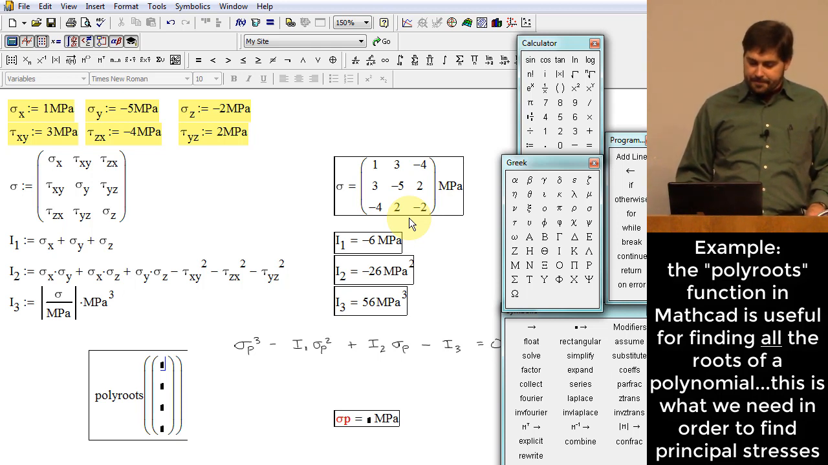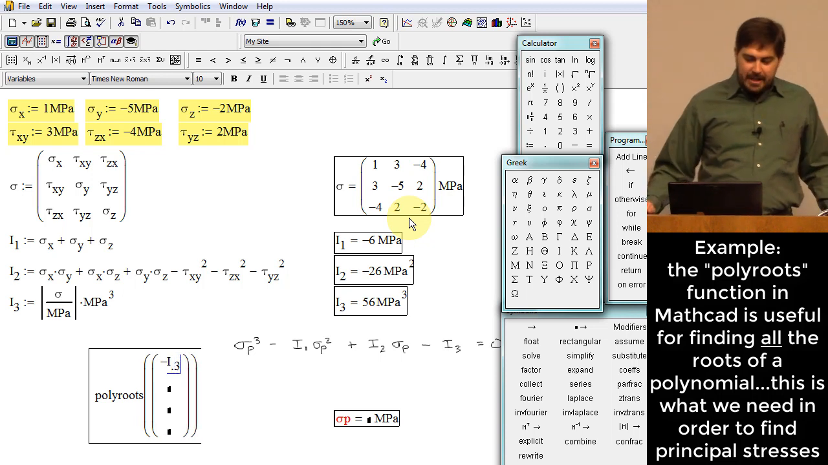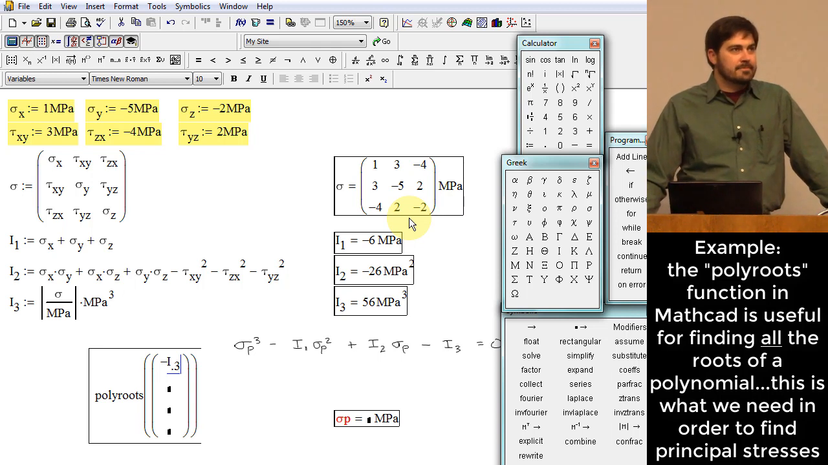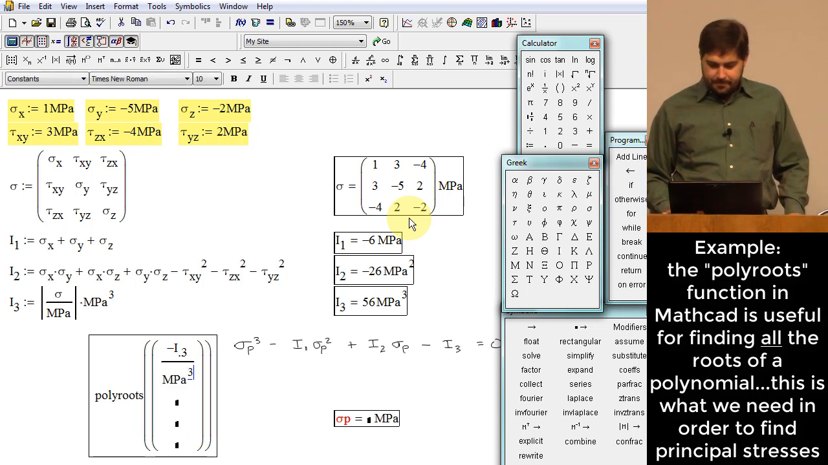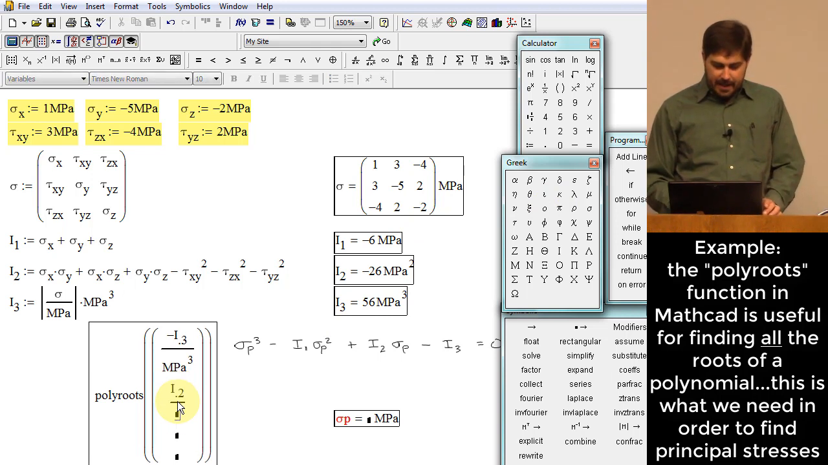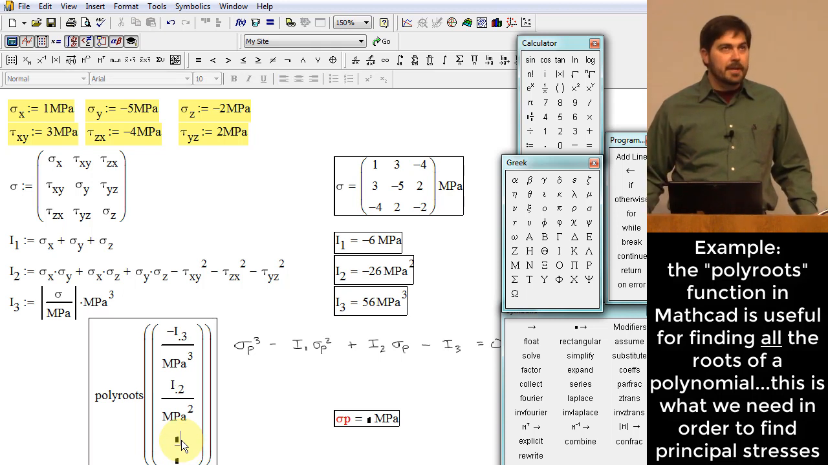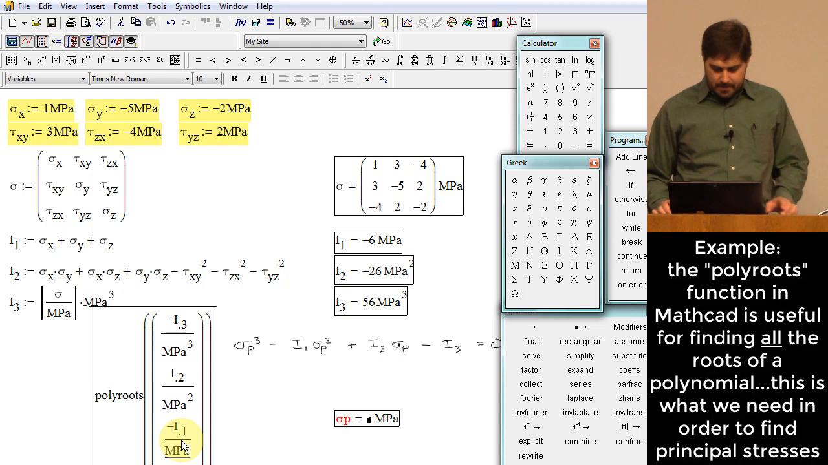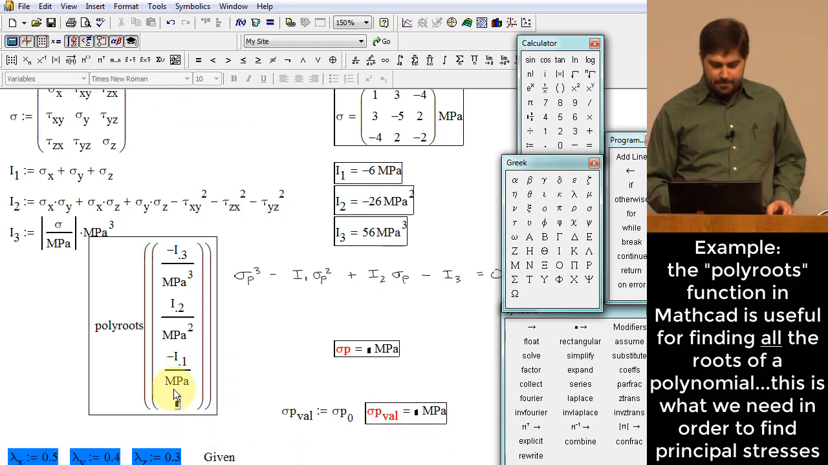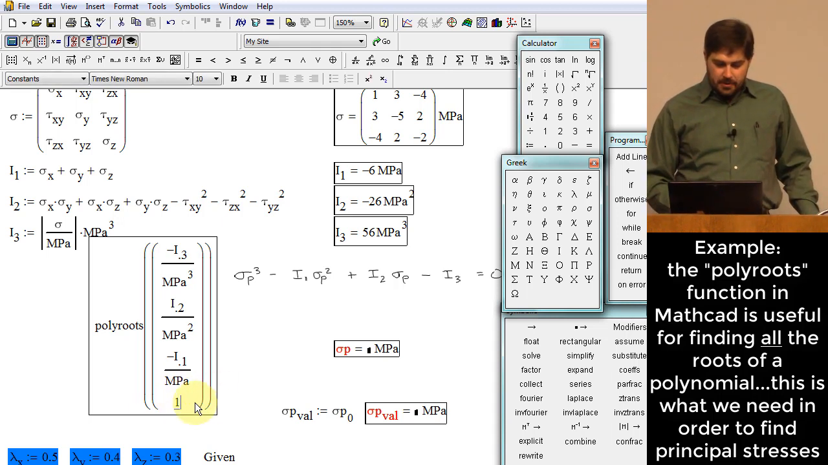And so what should I plug in here? Minus I3, right? Now, do you have any guesses as to whether polyroots is going to like my units? Okay, it's not going to like my units. So what should I do? Divide this by what? MPa cubed. For my next entry, what should I put in there? I2. And then that should be divided by what? MPa squared. For the third entry in here, I should have negative I1. That should be divided by MPa. And then what for my last one, which has now gone off my screen? 1. Okay, so let's see what this thing gives us.